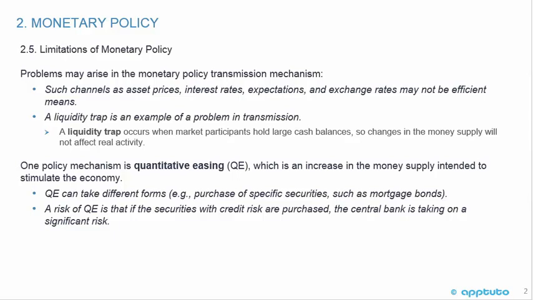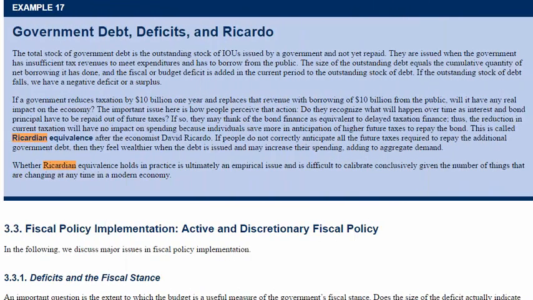A liquidity trap occurs when market participants hold large cash balances, so changes in the money supply will not affect real activity. One policy mechanism is quantitative easing, QE, which is an increase in the money supply intended to stimulate the economy. QE can take different forms, for example, purchase of specific securities such as mortgage bonds. A risk of QE is that if securities with credit risk are purchased, the central bank is taking on a significant risk.